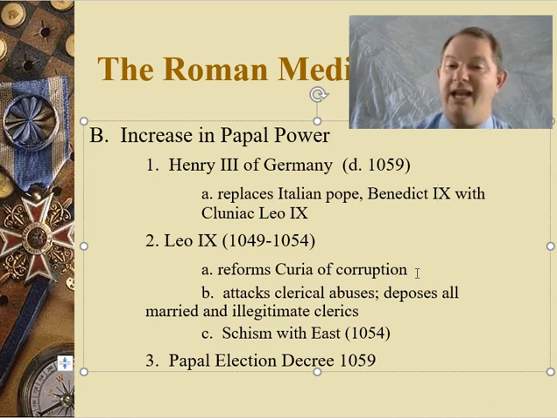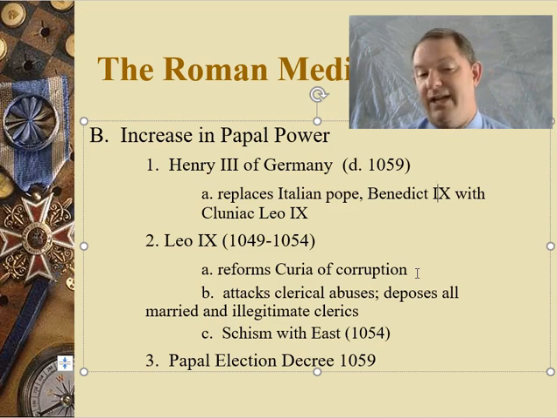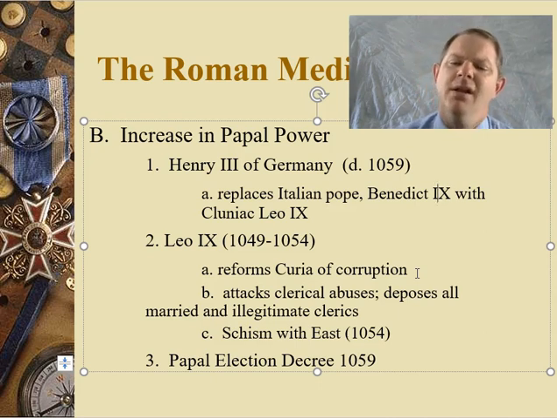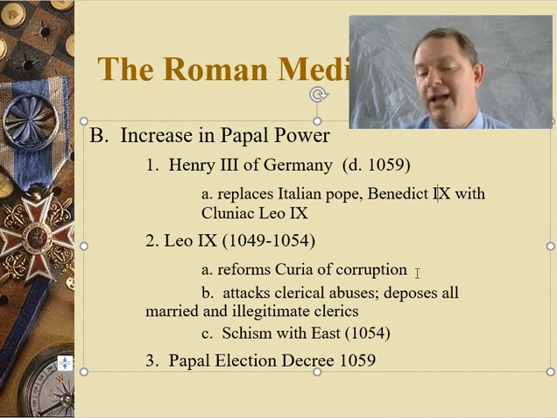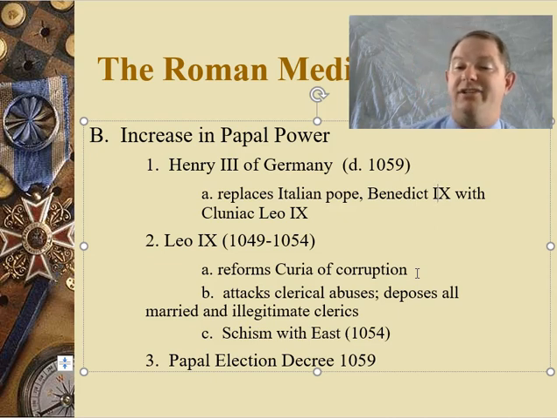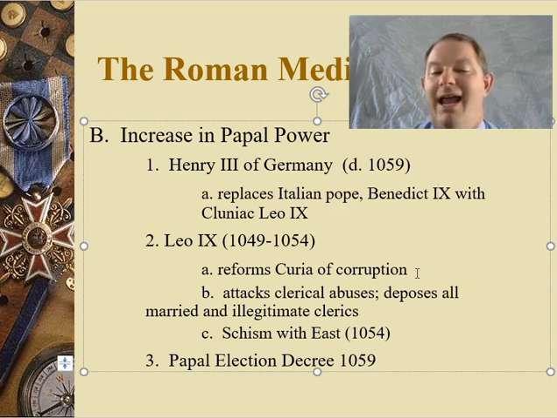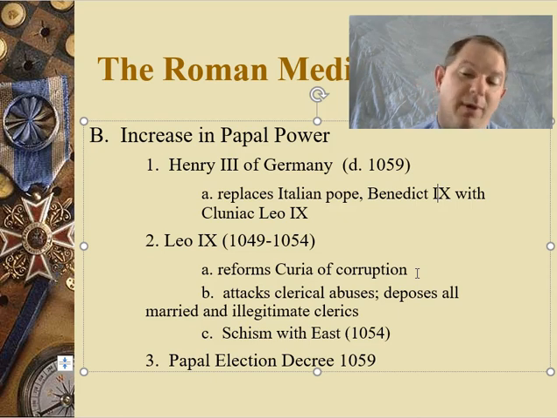Our next big change in this reform movement takes place in the year 1049. The Holy Roman Emperor at the time, Henry III of Germany, was increasingly worried that the leadership of the church was failing. At the time, we had a pope by the name of Benedict IX, who was centered in Rome, and he was widely known as being highly corrupt.